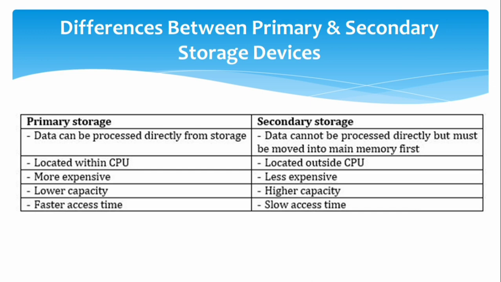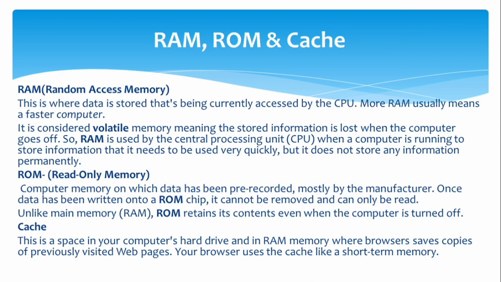Then we have RAM, ROM, and cache. RAM, like I have said earlier, stores temporarily when your computer is on. It is volatile, that's what we mean. When the computer goes off, then everything gets lost. That's the RAM, a major factor when you're buying a computer. ROM is different. These are pre-recorded by the manufacturer. You cannot remove them, you are only able to read.